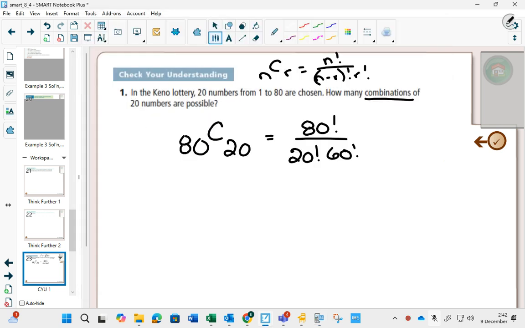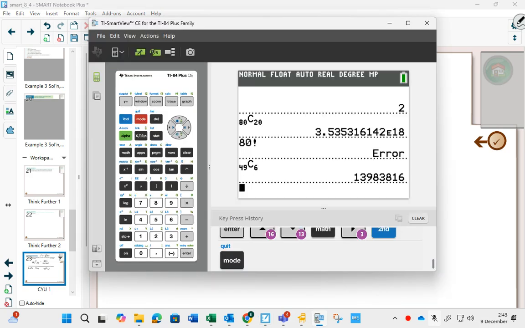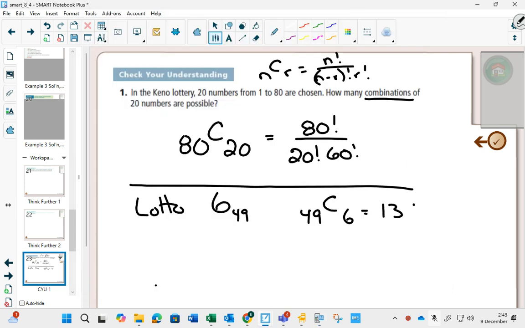Okay, but Lotto 649, I think you saw that I had the number up there. Will they write it like this? Is it something like that, or is the 49 higher? Okay. Lotto 649 means there are 49 numbers, and you choose 6 of them, giving you 13,983,816, almost 14 million possibilities.